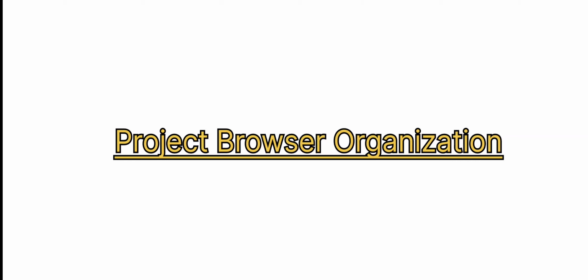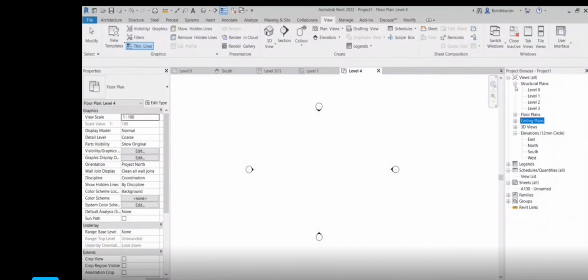Next thing is your project browser organization. Now what is exactly project browser organization? So basically you can see everything that is available here. All the views that are available here are under this head of views, and everything is just randomly available. You have elevations also here. You have 3D views also here. You have structural, floor plans, ceiling plans, everything mixed up here, right? Yes, sir. So this is not the way in which you are going to work professionally.